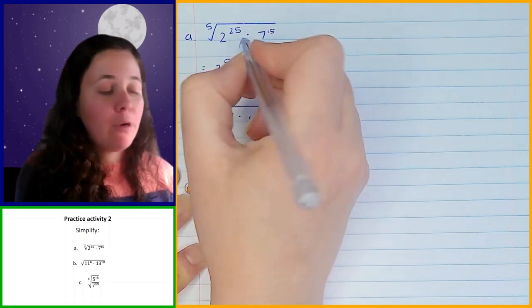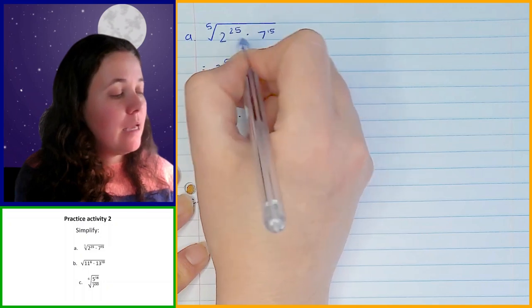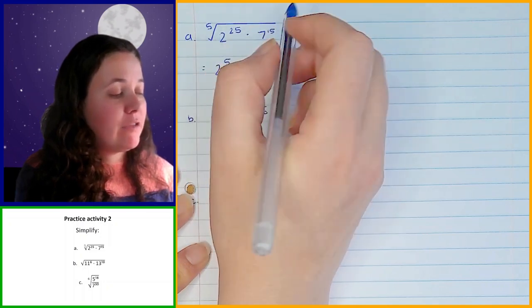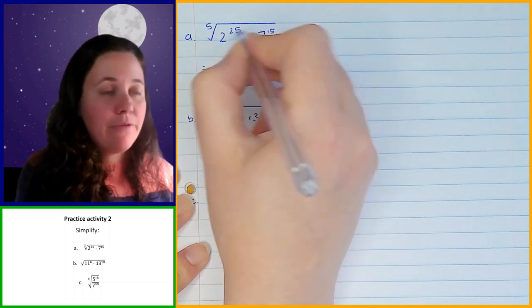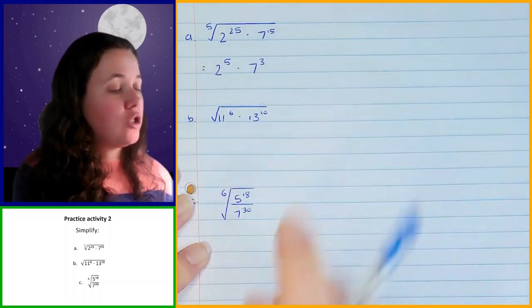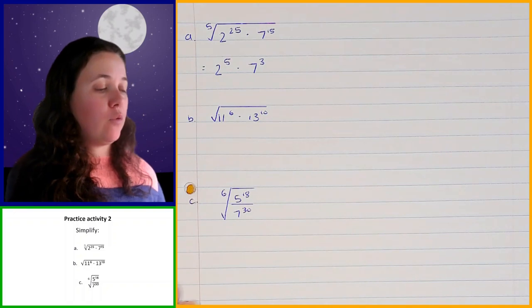So that gives you 2 to the power of 5 times. Then I'm going to take the fifth root of 7 to the power of 15, so that's 7. Stays the same, and I divide the 15 by 5, and that gives me 3. So it's 2 to the power of 5 times 7 to the power of 3 for question A.